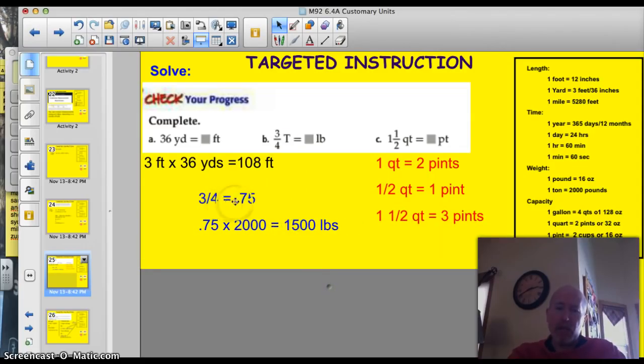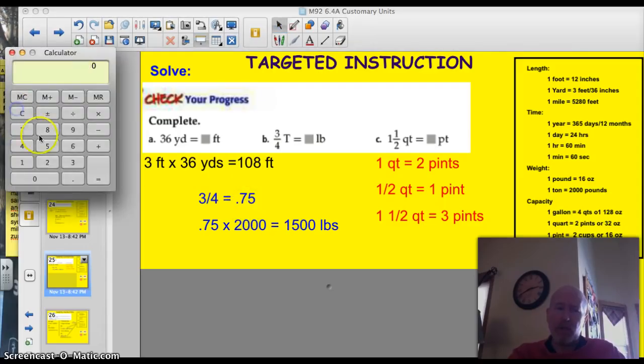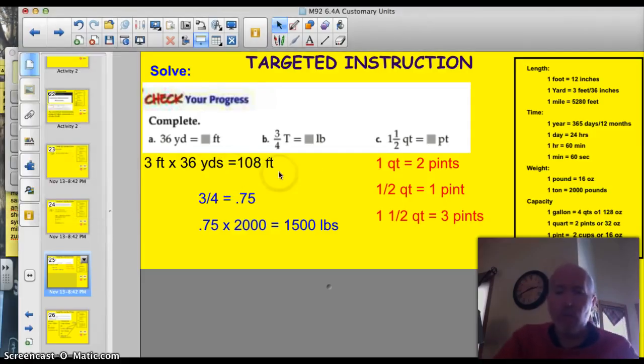3/4 of a ton, that's in blue. I know that 3/4 equals 0.75, so if I use my calculator, which is hidden over here, and I take 0.75 times 2,000, it's not a whole ton, right? It's a fraction of it, so it's going to be less than 2,000. It's 1,500 pounds, okay?